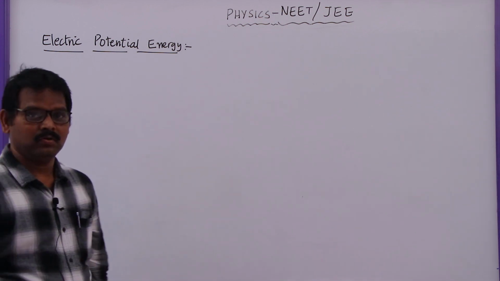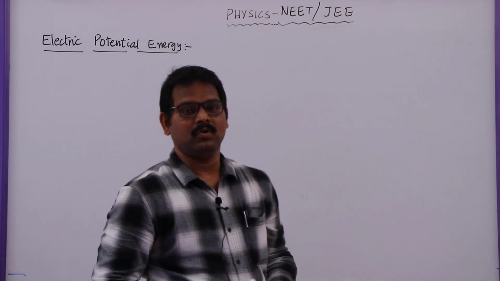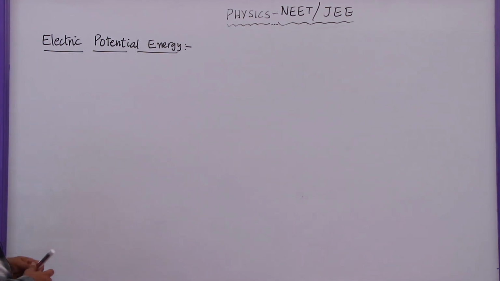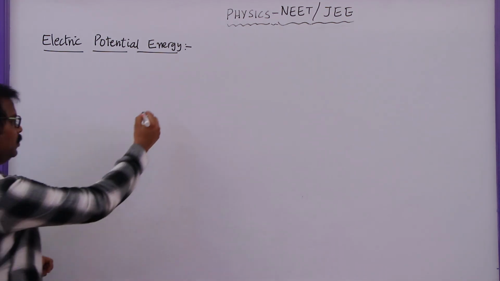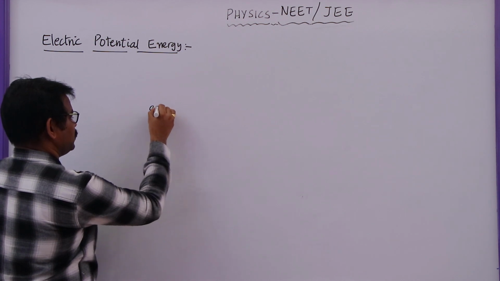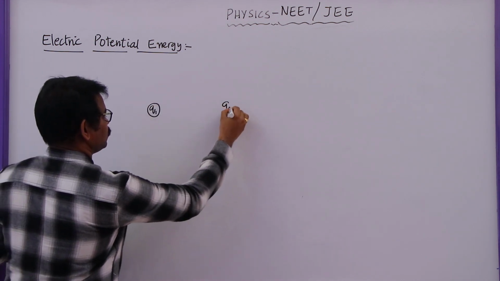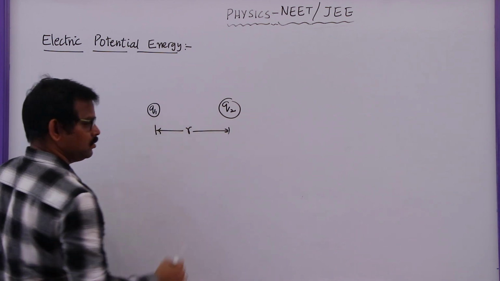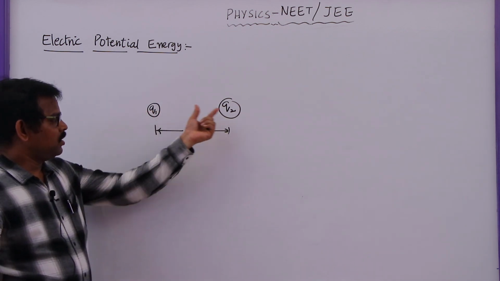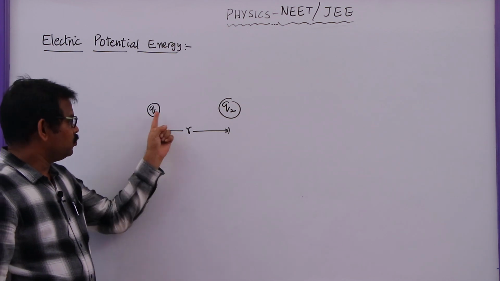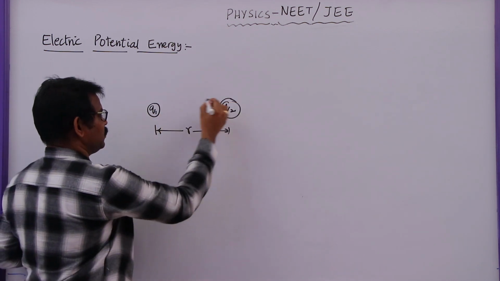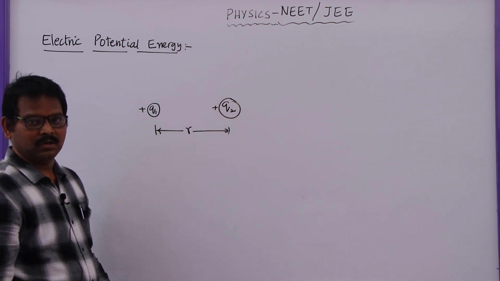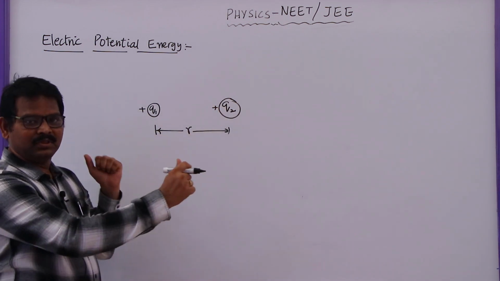In this video, we will discuss electric potential energy. So what is this electric potential energy? If you keep two charges Q1 and Q2 separated by some distance r here, initially they are at rest, but due to the similar polarity, that means this is a positive charge and this is also a positively charged particle, these two will repel each other.